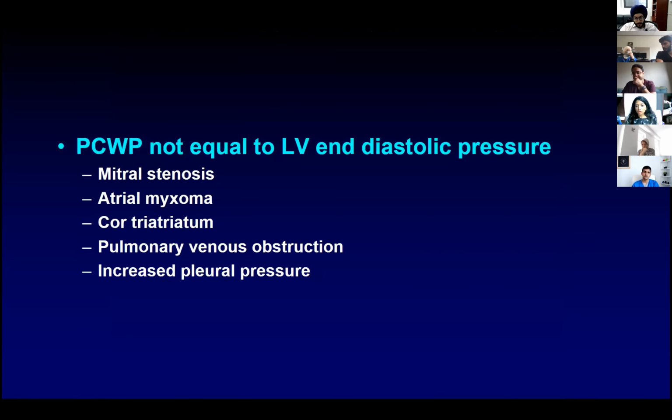There are certain conditions in which the wedge pressure is not going to be equal to the LV end diastolic pressure, basically conditions in which you have some sort of an obstruction in between the two. So mitral stenosis, atrial myxoma, cor triatriatum, and pulmonary venous obstruction.